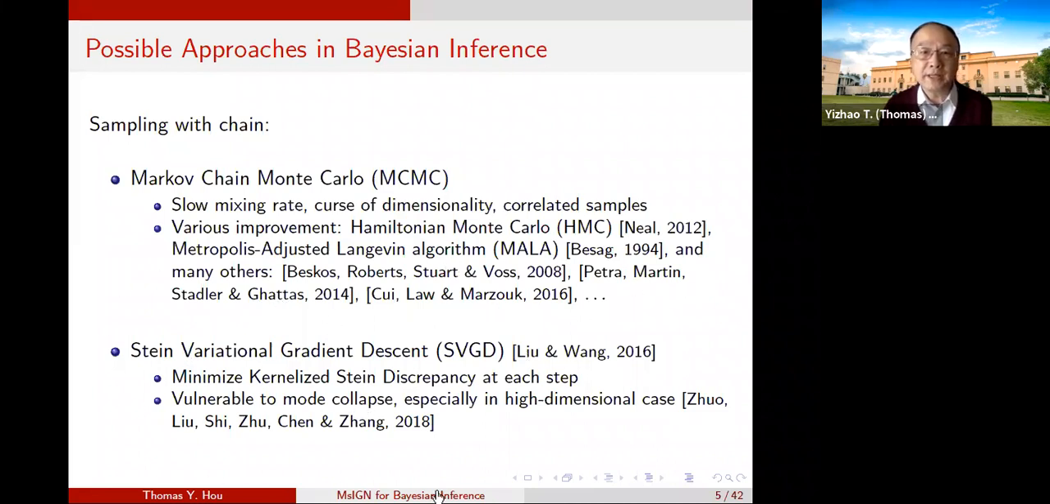And in more recent years, there was another interesting development using the so-called Stein variational gradient descent, right, inspired by the machine learning community. So they try to minimize the kernelized Stein discrepancy at each time step, right? So that offers a very interesting alternative to MCMC. However, it still suffers from mode collapsing, meaning that you may not be able to capture all the possible modes that match the measurement, especially in a high dimensional setting.